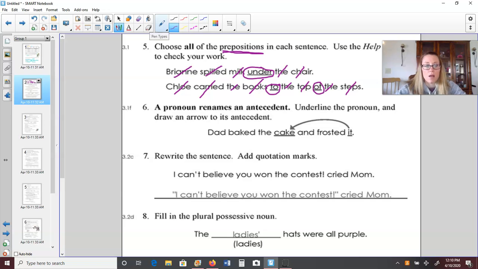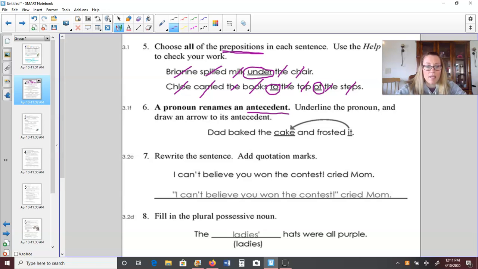So that sometimes helps to eliminate some other choices to find your prepositions. Number 6, a pronoun renames an antecedent. Underline the pronoun and draw an arrow to its antecedent. So a pronoun takes the place of a noun, and the antecedent is simply a fancier word for saying, what is the noun that the pronoun is replacing.